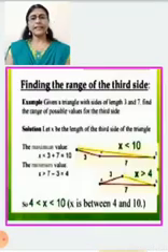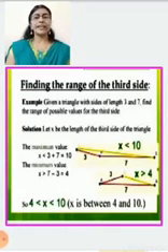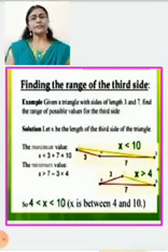Now we will go to the next example and see. Find the range of the third side. Example: given a triangle with sides of length 3 and 7, find the range of possible values for the third side. So again we have to find out the third side, the same way, with the same method which I have told you just now.